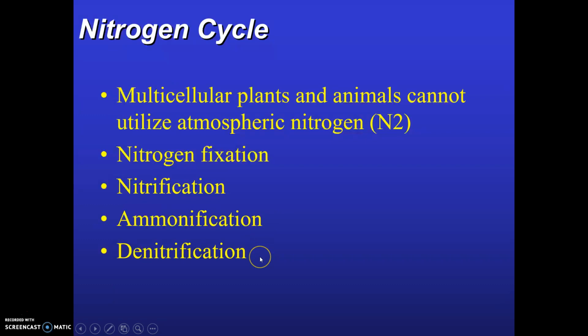And then finally, in denitrification, we have bacteria that live in oxygen-deficient or anaerobic environments, maybe like a swamp, wetland, or bottom sediment in water areas. These anaerobic bacteria convert the ammonia ions back into nitrite and nitrate ions, and then into nitrogen gas, and that is put back into the atmosphere. So these are the different steps that occur through the nitrogen cycle.